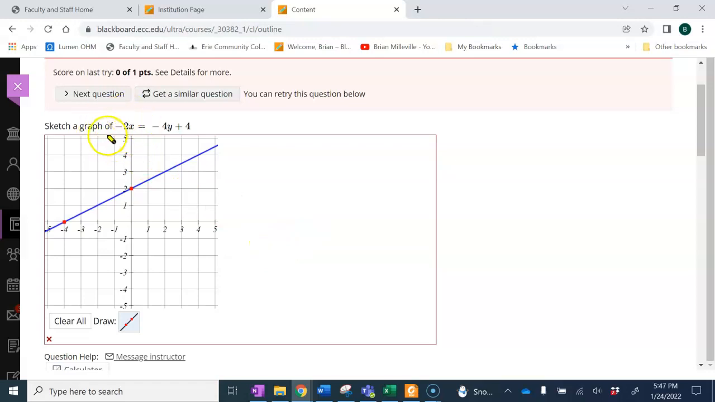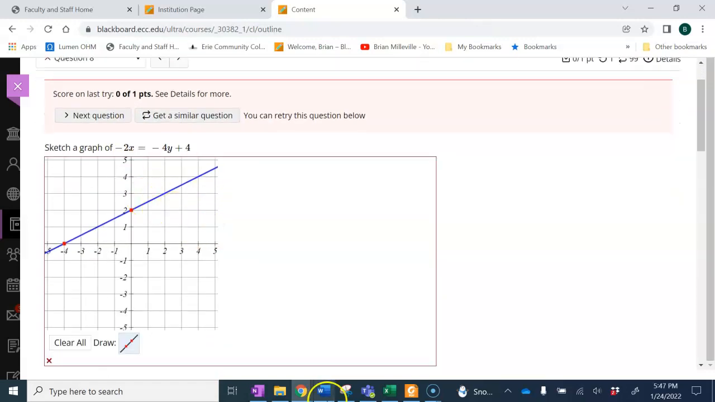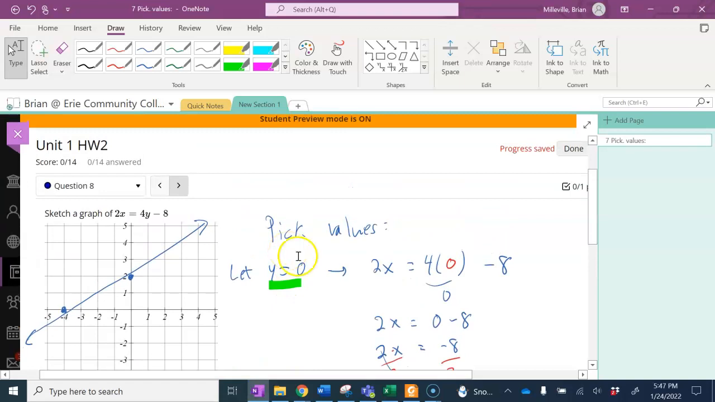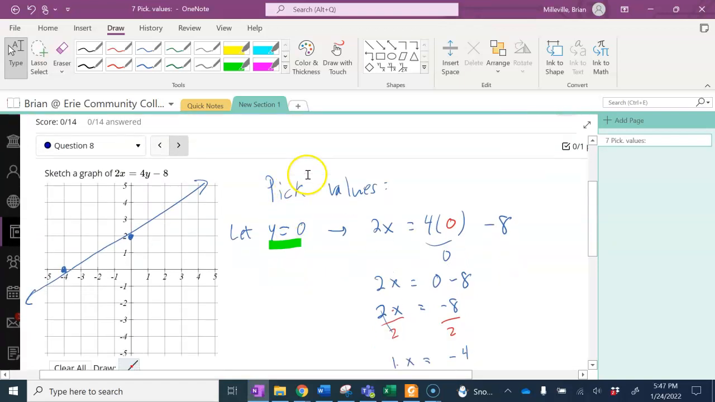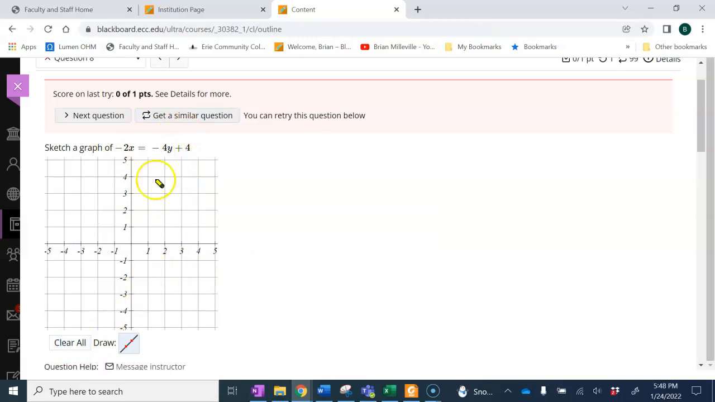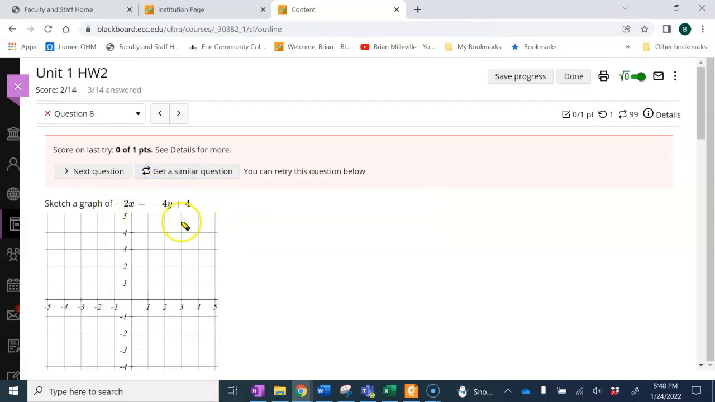It seemed like the numbers changed. The numbers must have changed when I copied and pasted this into my OneNote. For whatever reason, when I reloaded this page, the numbers changed here. So we get negative 2x equals negative 4y plus 4. For whatever reason the problem changed on me. I didn't hit a similar example. I logged in and it must have changed since I looked at this.